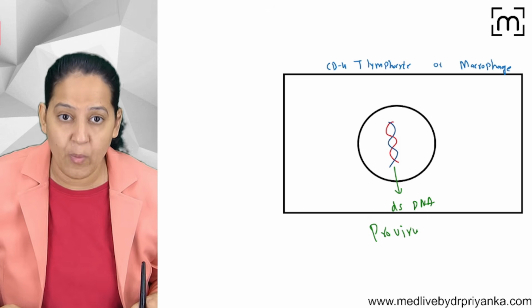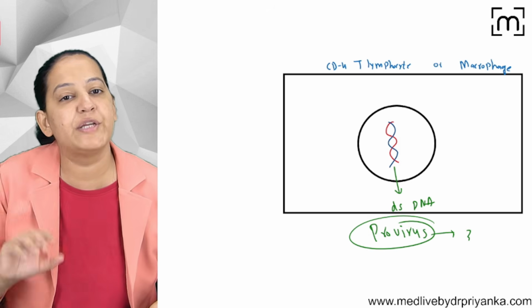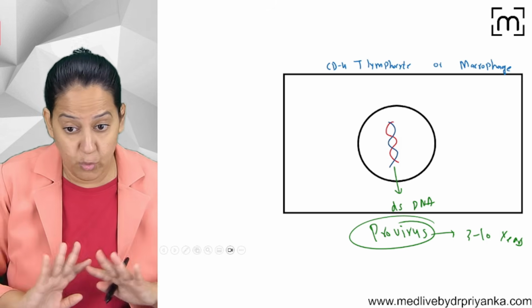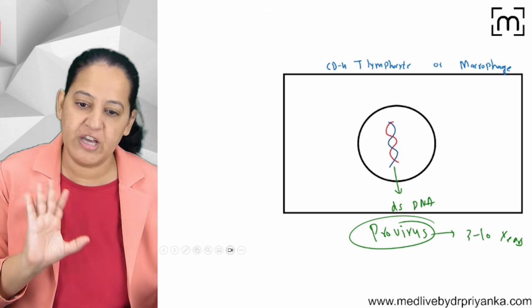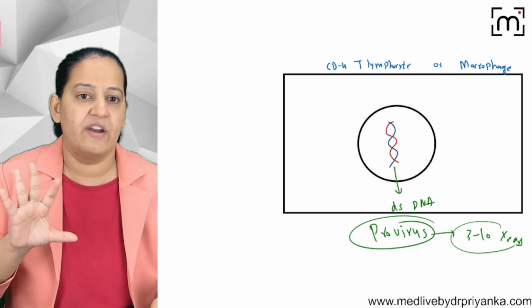What is it known as? Provirus. The integrated DNA virus is known as provirus, and it remains latent for 3 to 10 years if no treatment is taken. If treatment is taken, this latency can be prolonged. Without treatment, variable from person to person, this will remain latent for 3 to 10 years.